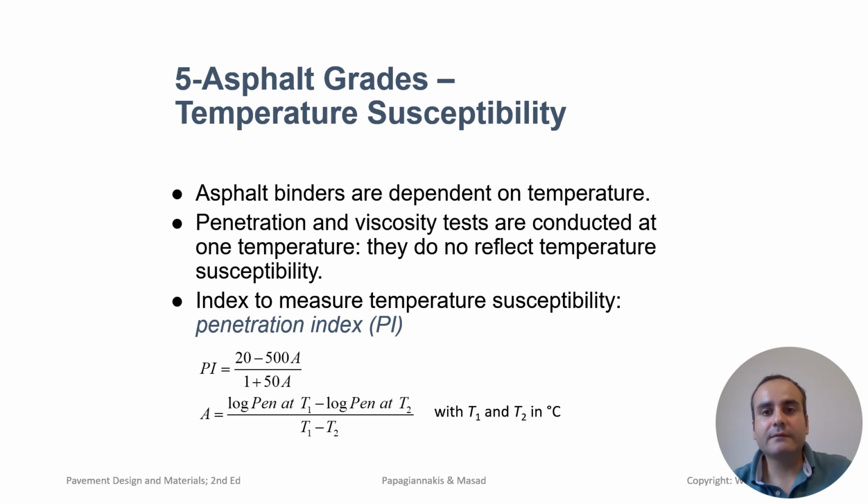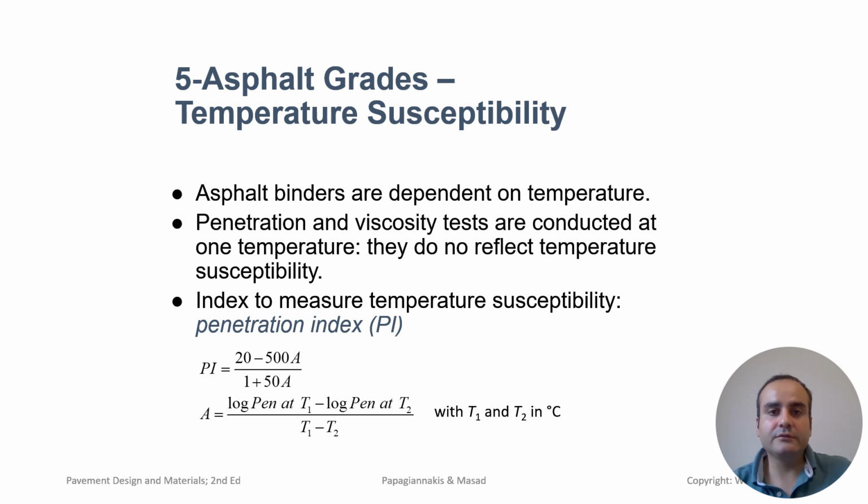Another factor that can be used to study the temperature susceptibility of asphalt binder is the performance grading system. The PG system explicitly accounts for temperature susceptibility by evaluating how the binder performs across a range of high and low temperatures. Binders are graded based on the maximum and minimum temperatures at which they are expected to perform without excessive deformation or cracking.